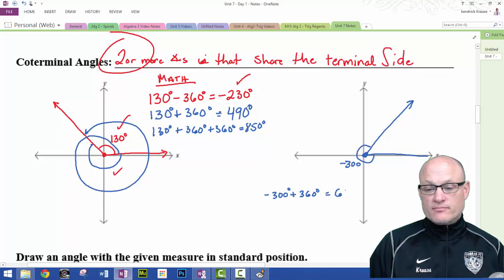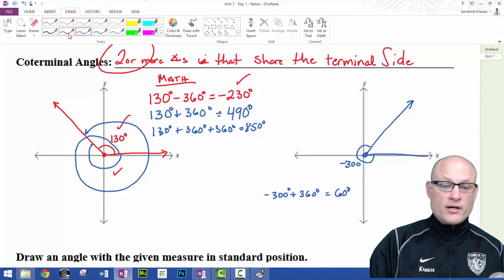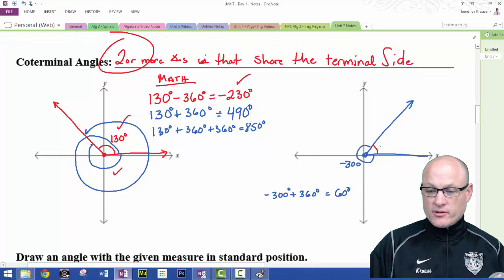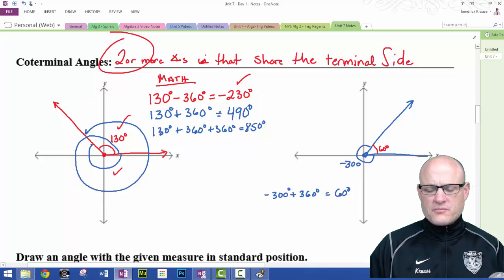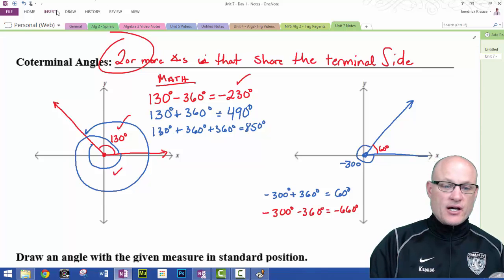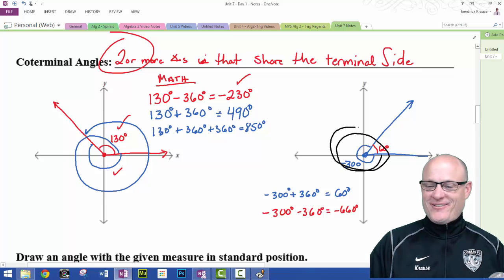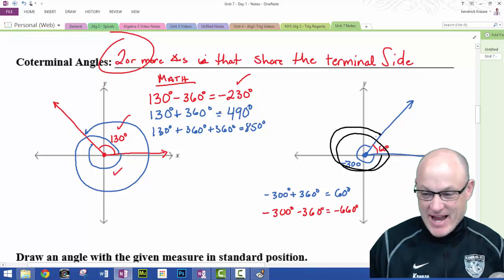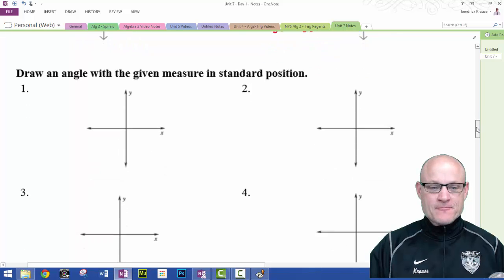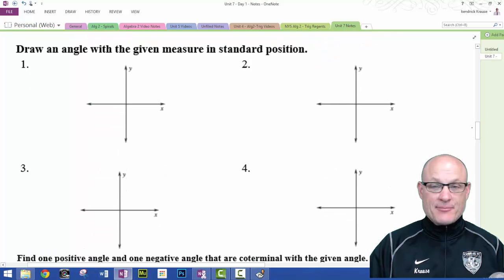That's 60 degrees. So, in red, I will say this angle right here is 60 degrees. And then to find the negative angle, what I'll do is take negative 300 and subtract off 360 degrees. And we get negative 660 degrees. Which would be, if I started here and went one time around, and then all the way back to there, for a negative 660 degree angle.